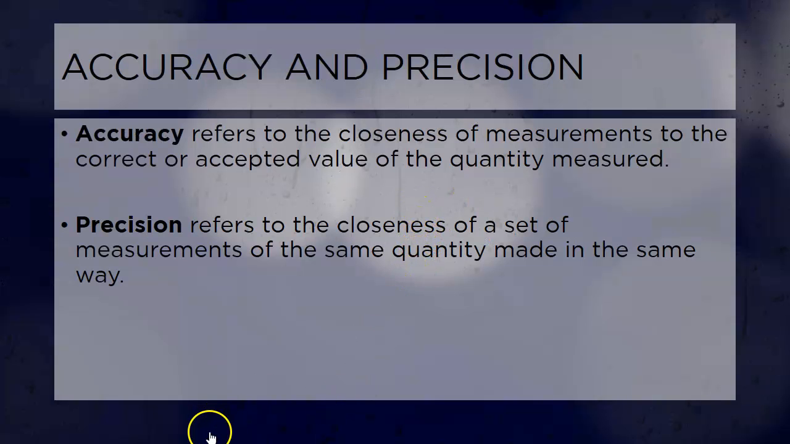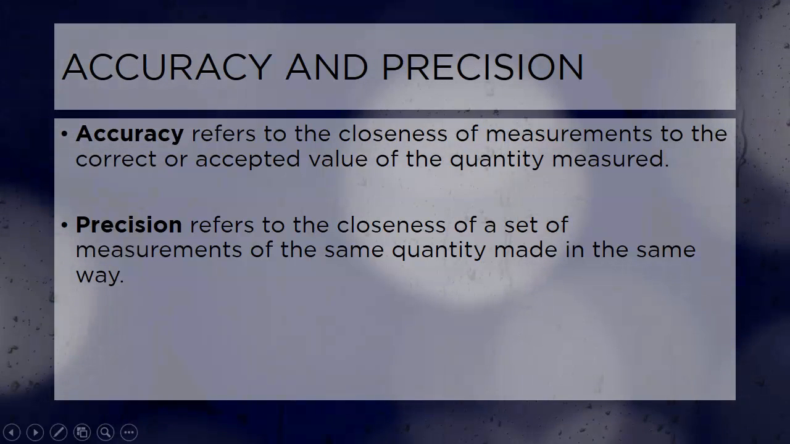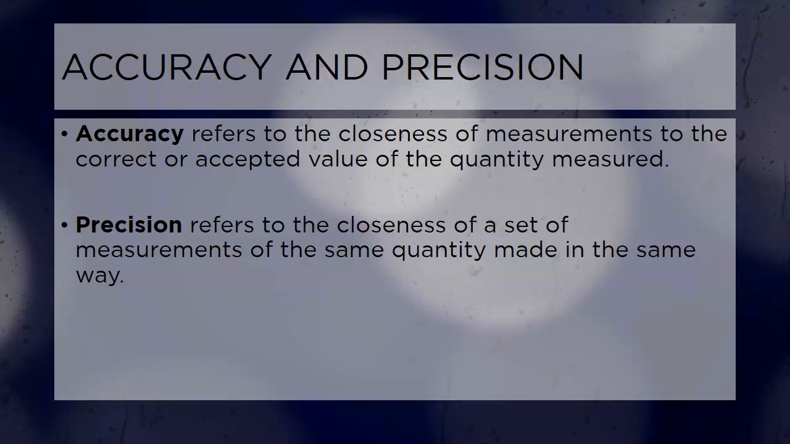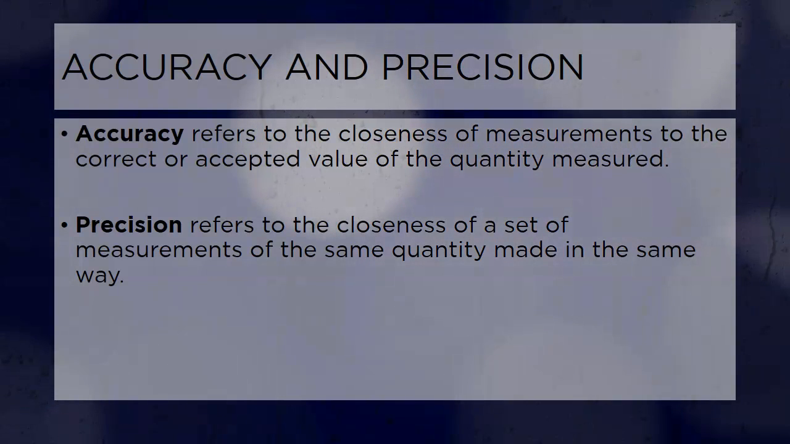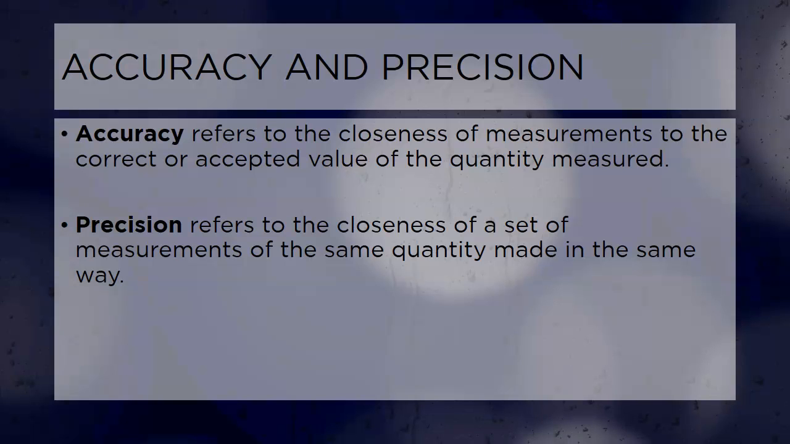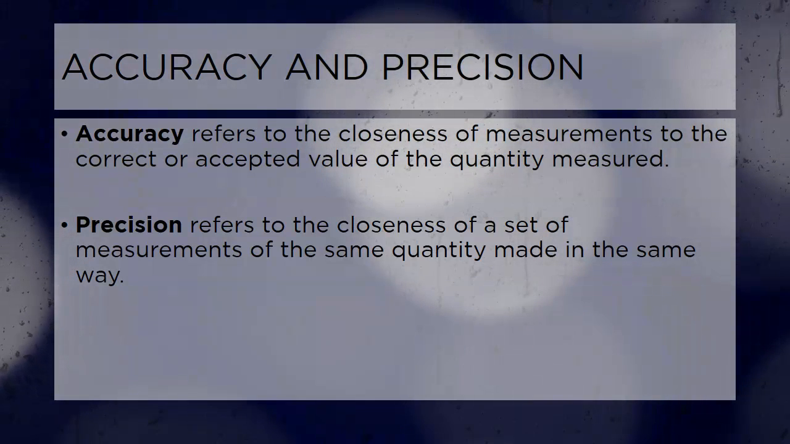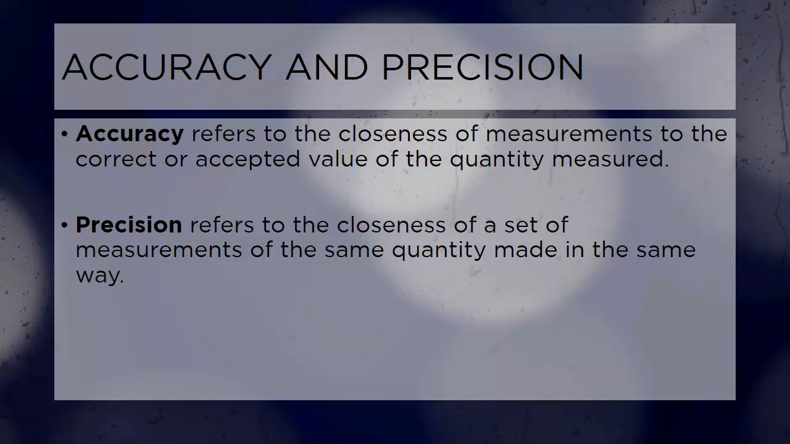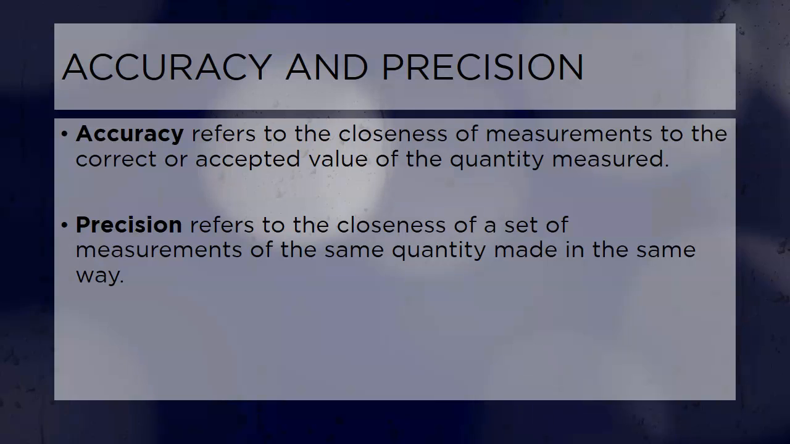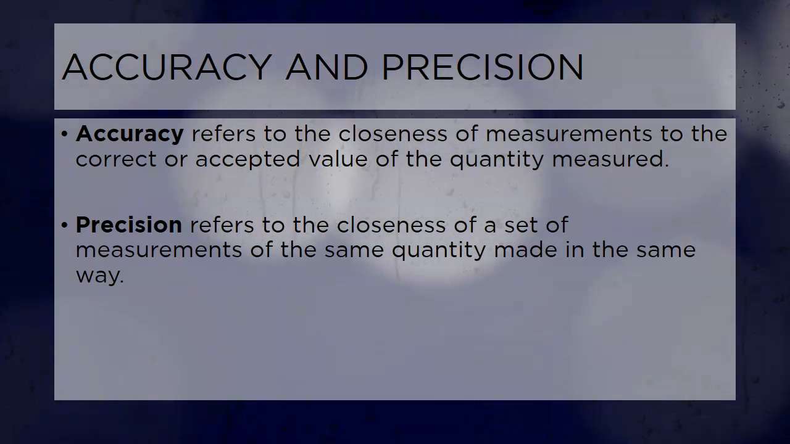So first off, I just want to define these two words, accuracy and precision. They both kind of sound similar, but there's a little bit of a difference between them. Accuracy tells me how close my measurements are to the correct value, and precision tells me how close my measurements are to each other.